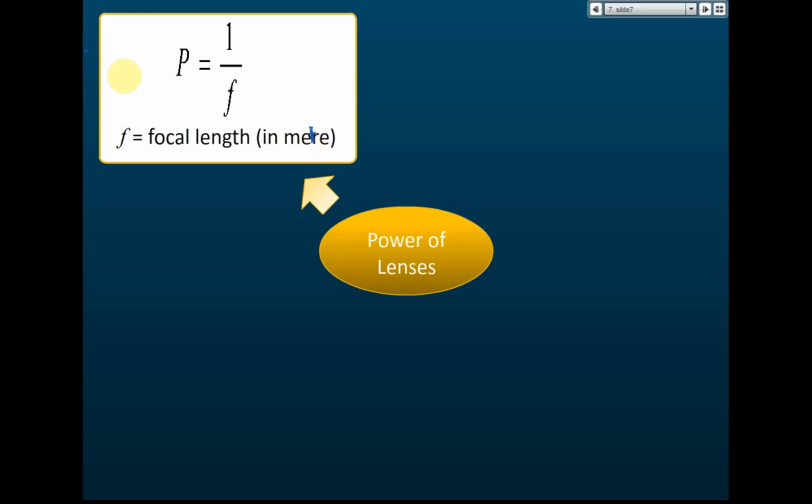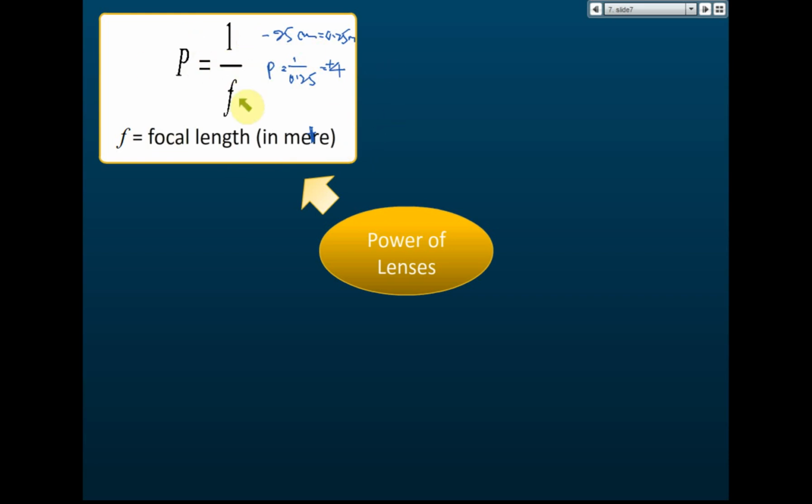For example, if they tell you that the focal length is 25 cm, then the power P equals 1 divided by 0.25. You must change 25 cm to 0.25 meter. And this equals 4. Actually it's a positive 4 because the focal length is positive, so therefore the power is also positive. If the focal length is negative, they will tell you that the focal length is negative 25 cm. So that is how we find the power of a lens.